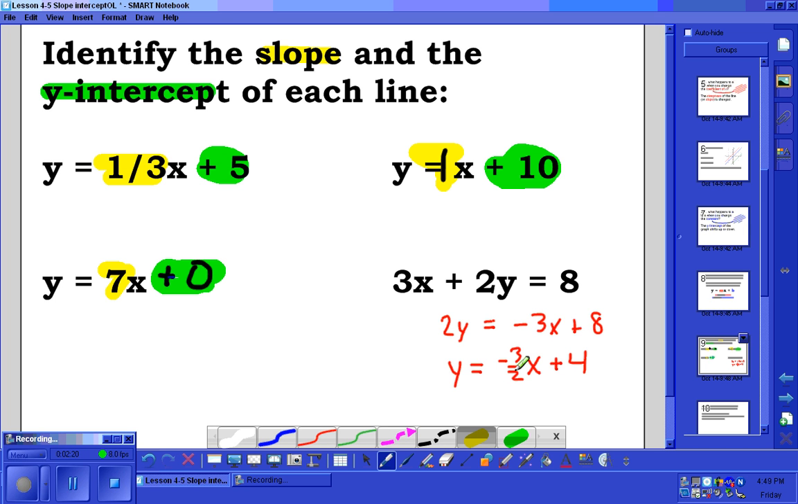Now we can find the slope. Our slope is now the negative 3 over 2. It's the number next to x. And the y-intercept is this 4 right here at the end. But if you'll notice, we could not get it from the form that it was in. We had to get it into y-isolated form, y equals mx plus b, before we could do anything else.